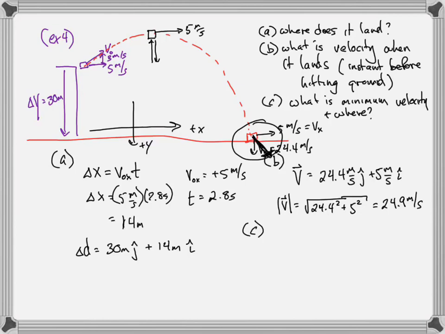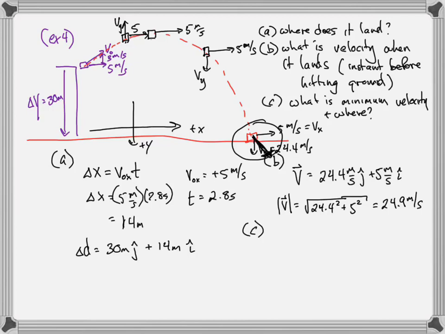So what this picture really should show is at the top, its y velocity is 0. Its x velocity is 5 meters per second. At any other time, it's going to have an x velocity of 5 meters per second and a y velocity that is non-zero. In this case it's going up, which is non-zero. So where does it have the minimum velocity?